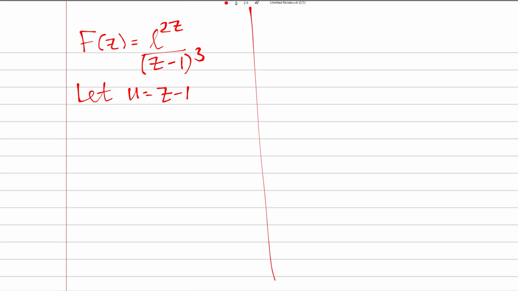So how will you do that? Very simple. Since you already said let u be equal to z minus 1, then z will be equal to u plus 1. Are you seeing that now? So that means my z is the same thing as u plus 1.